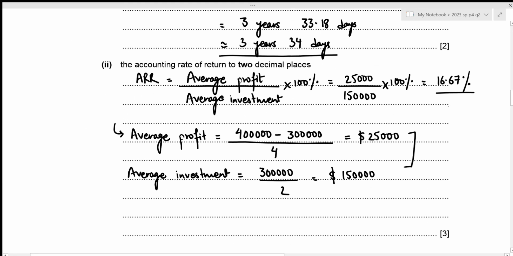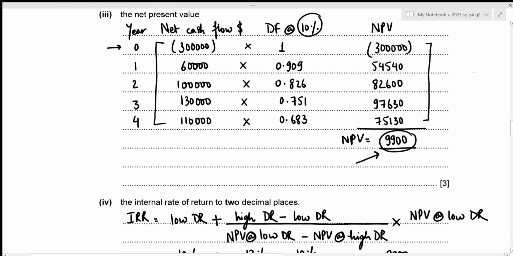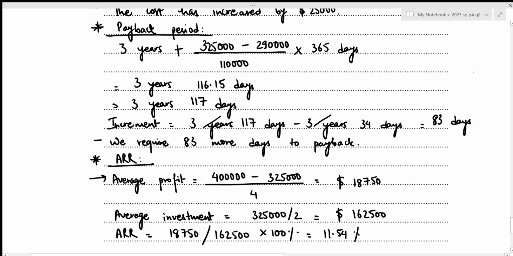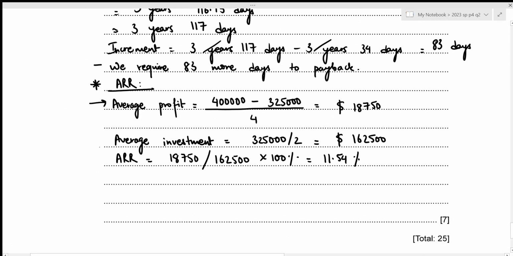Now let's compare it with the previous accounting rate of return. Okay, previously our value was 16.67, but now it's 11.54, which means that our accounting rate of return has declined. And that is not a good thing because we prefer a higher accounting rate of return. So our accounting rate of return has declined.